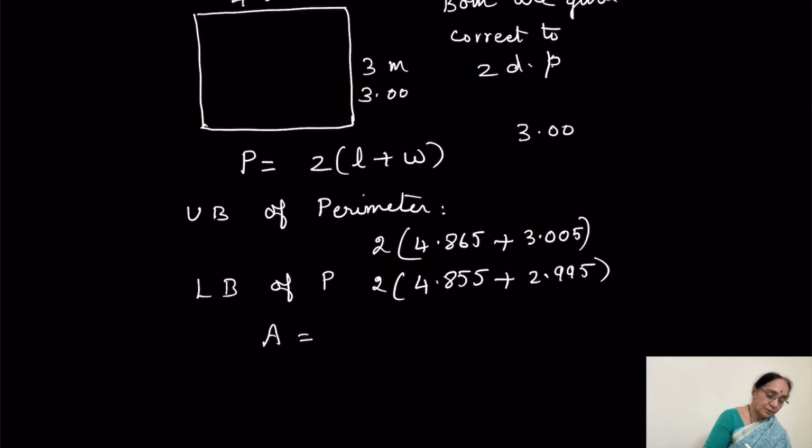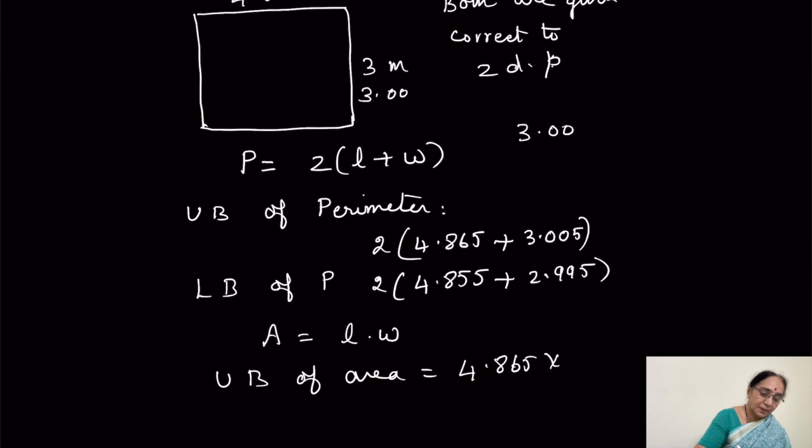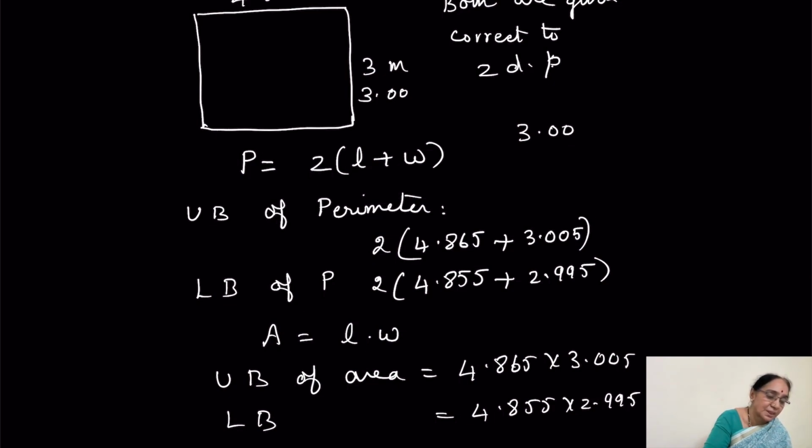Now for area, what is the formula for area? Length times the width. What is the upper bound of area? Use the upper bound of the length and width, which is 4.865 times 3.005, and the lower bound will be 4.855 times 2.995. So we have to be careful, even if it is just one digit, 3 meters, when it is given correct to 2 decimal places, you will have to consider it as 3.00. And then add 0.005 and subtract 0.005 to get the upper bound and lower bound.